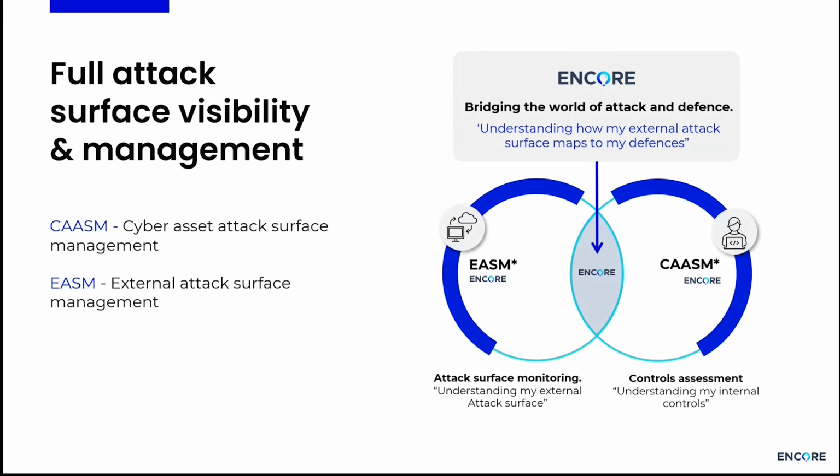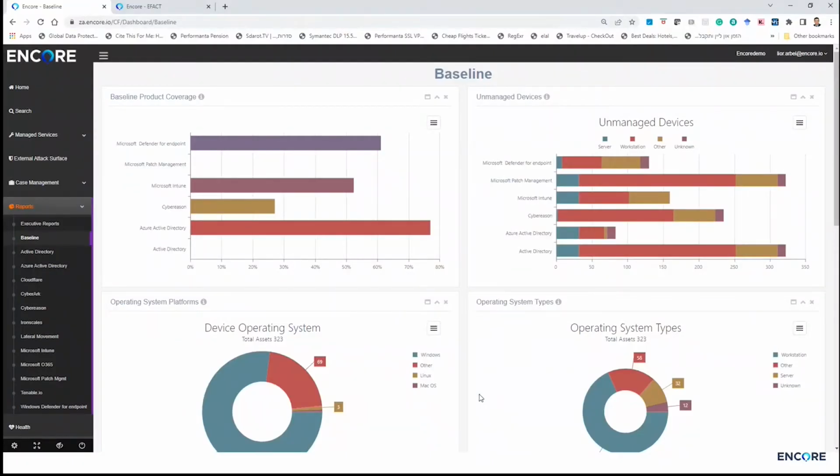And Gartner actually issued 2 new markets called CAASM and EASM. The CAASM is the cyber asset attack surface management, which is the internal compliance side, and the EASM is the external side, looking into your digital footprint. Encore plays in both fields and actually brings them together, showing you protection gaps on the security side from the outside, and also bringing it internally. I will quickly move into the platform.